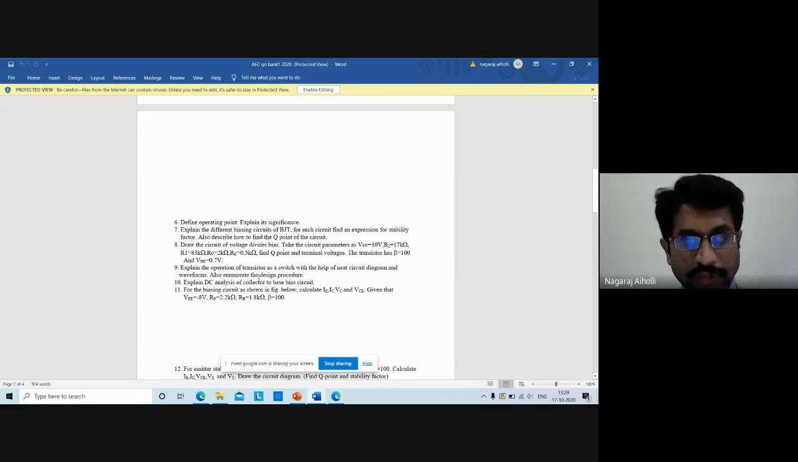Next question: explain the operation of a transistor as a switch with the help of a neat circuit diagram and waveforms. Also enumerate the design procedure. This is not there for you, because I covered this portion just two classes before. So I am not keeping this portion.